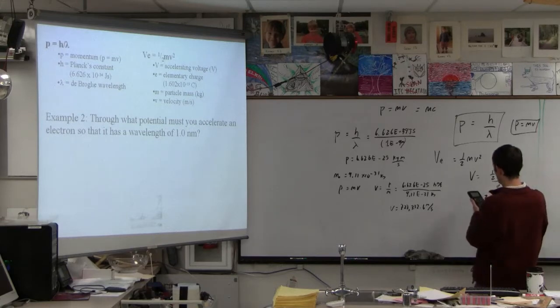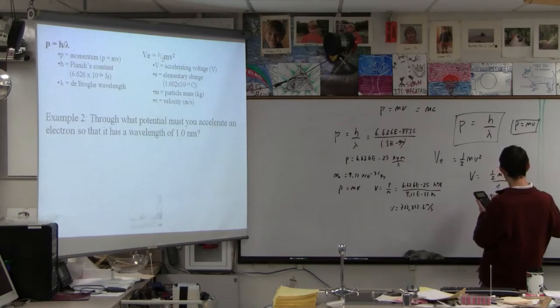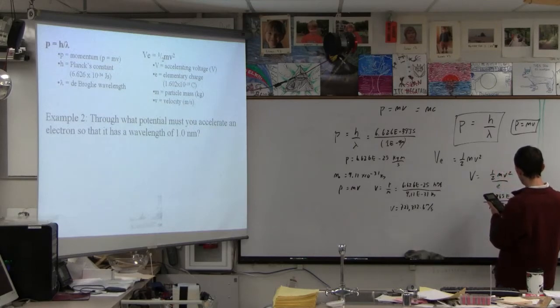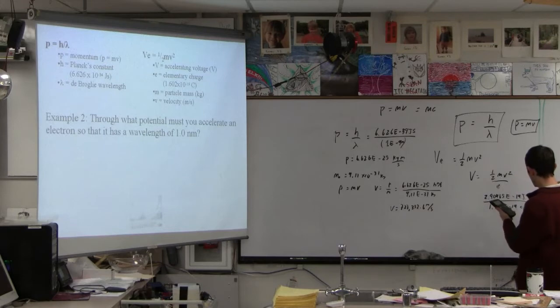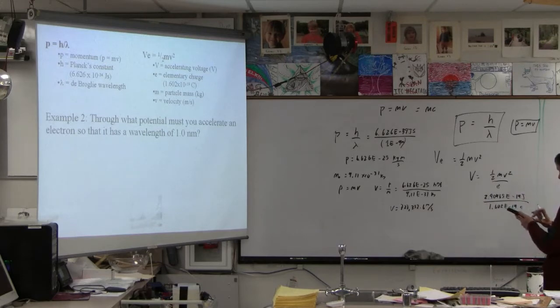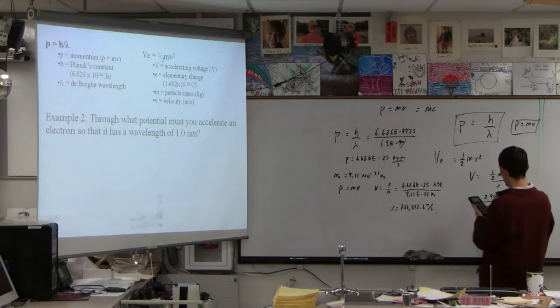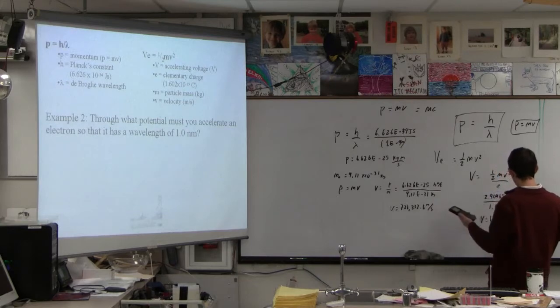And I get that it's 2.40965 E minus 19 joules divided by 1.602, and this is coulombs, right? So divided by, and I get that the voltage is 1.504 joules per coulomb, which is volts, right?